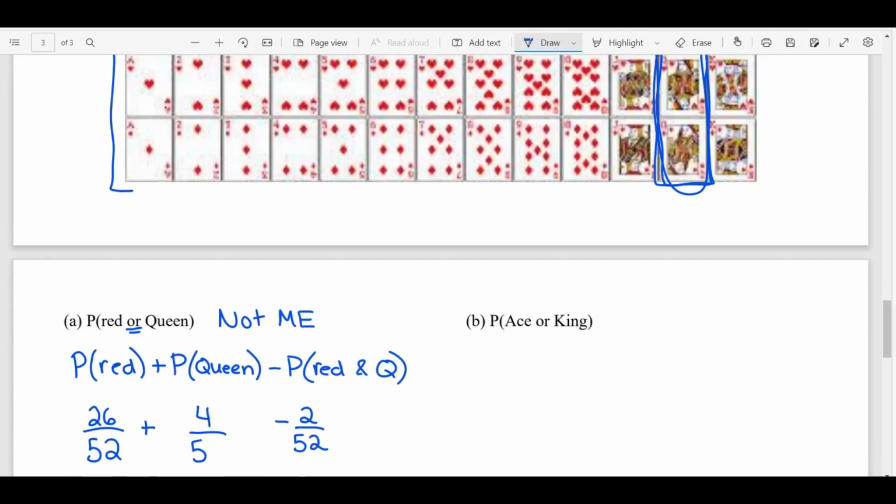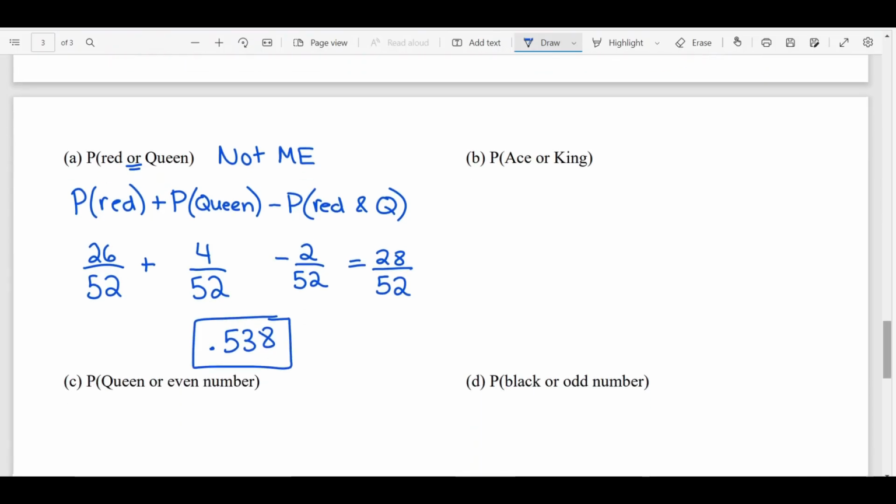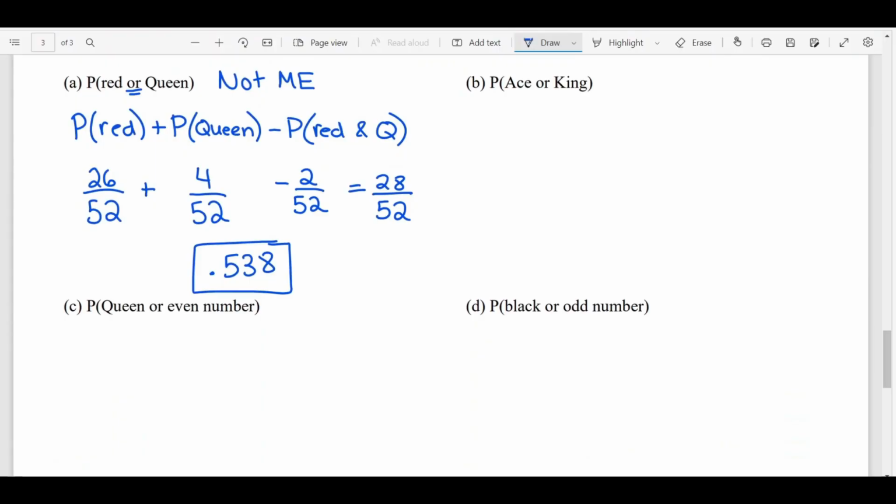So you can see, based on my circling, how we managed to count the overlap twice when I added up the probability of a red plus the probability of a queen. If I add those together and then subtract the 2, I get 28 out of 52, which is going to be 0.538 as the probability that I pull a red or a queen from my deck of cards.